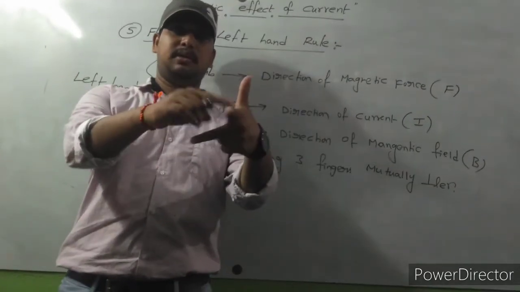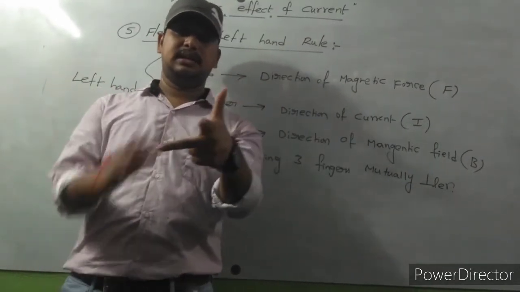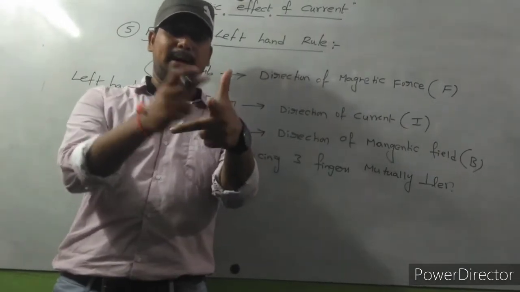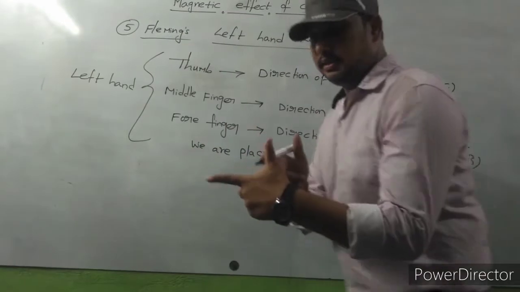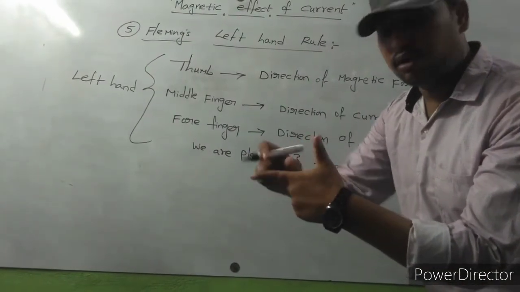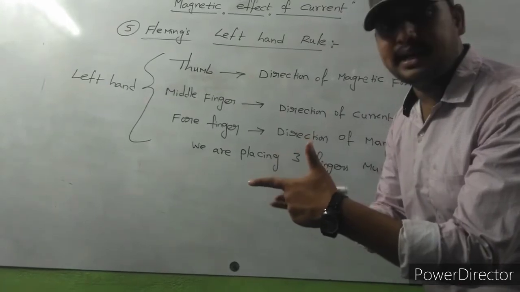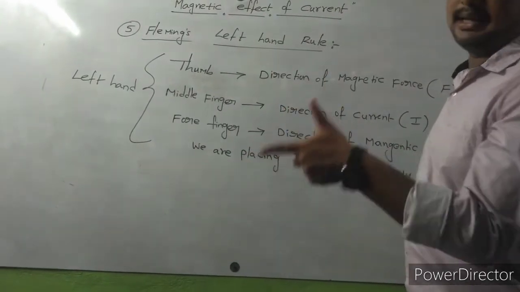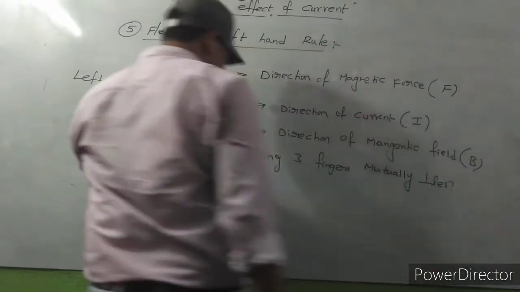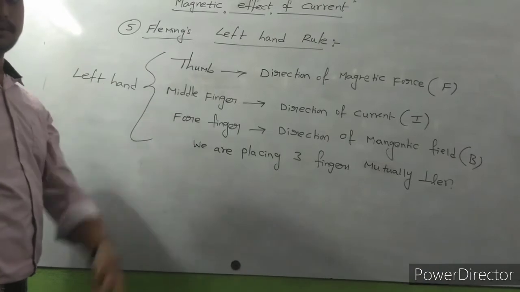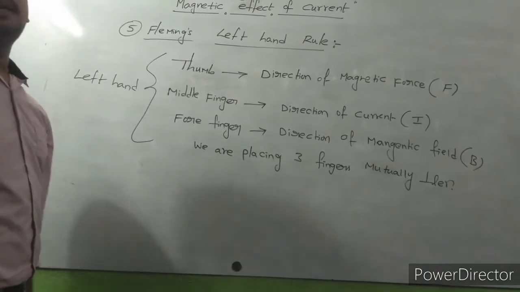What is the angle between this forefinger and middle finger? 90 degrees. Between the thumb and this forefinger, the angle is 90 degrees. Between this forefinger and this middle finger, the angle is 90 degrees. We are placing three fingers mutually perpendicular. So based upon this, it is easy to find direction of magnetic force.